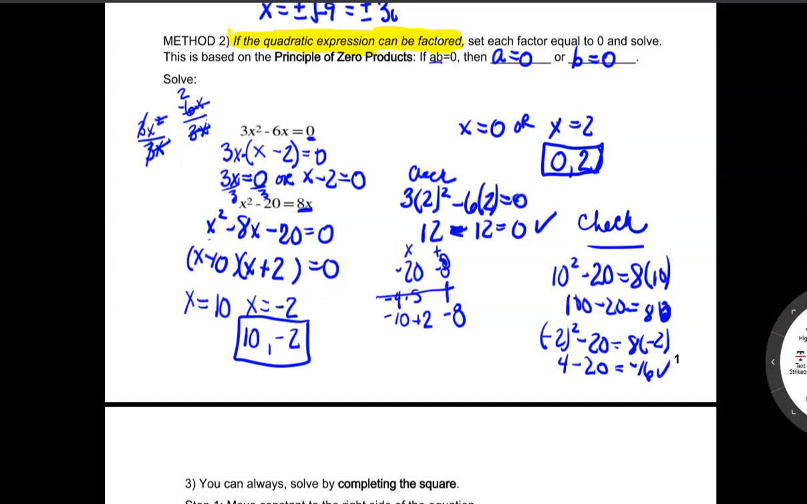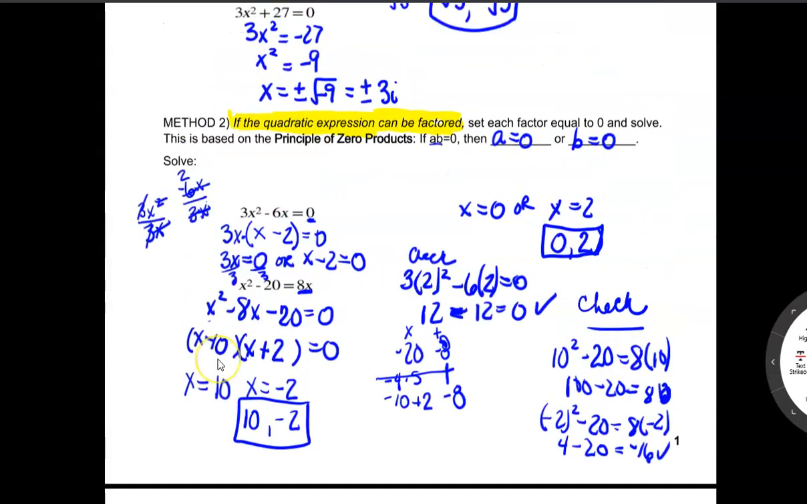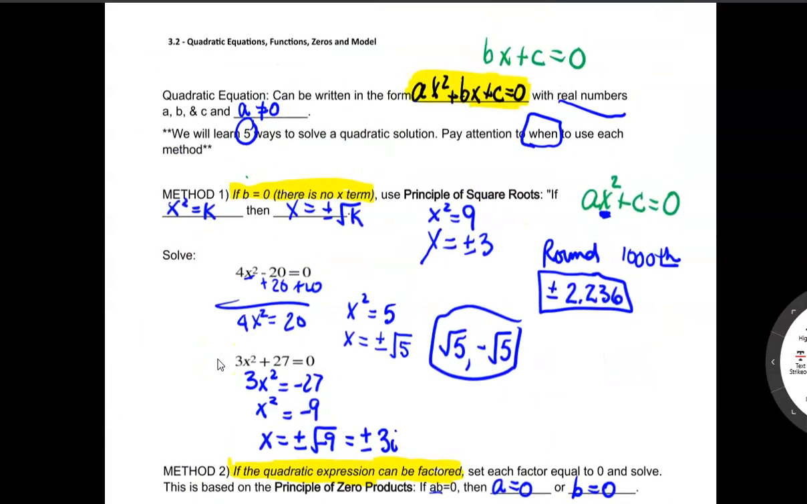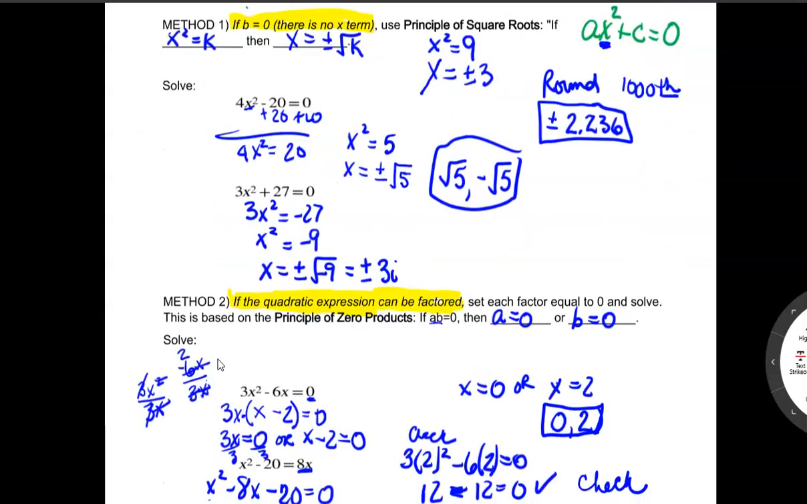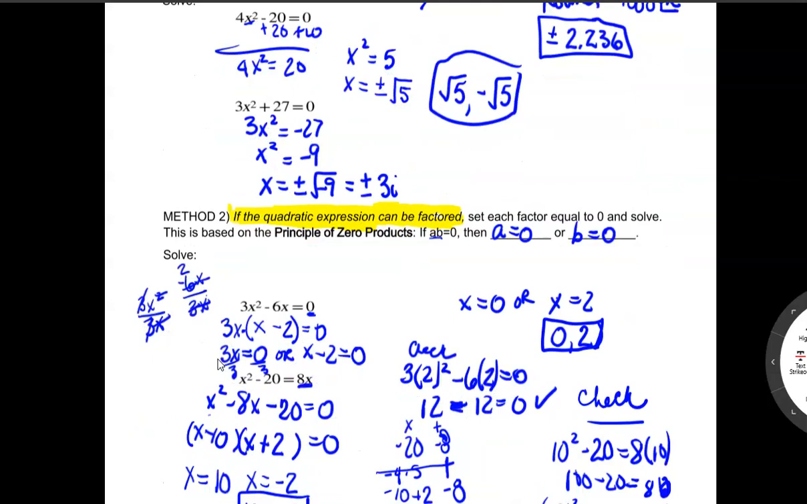Okay, that's it for this first video. That's the first two methods, and both of these you can only use in certain situations. Our first method you can only use when there is no x term, and the second one you can only use when it does factor. Not all quadratics will factor. So these are the first two methods.